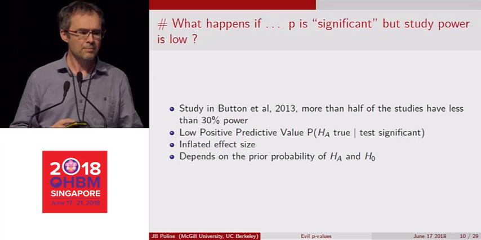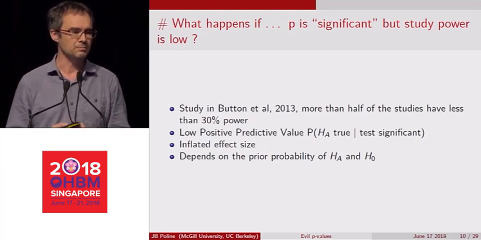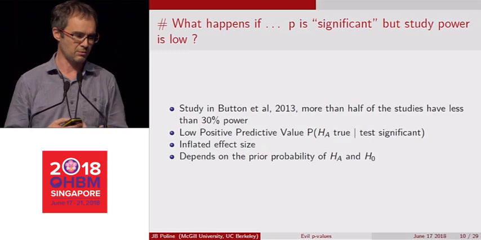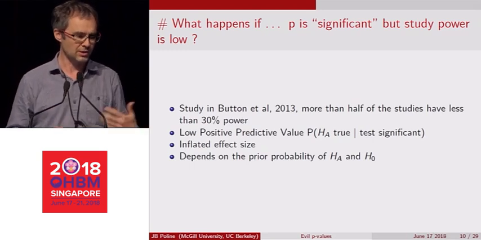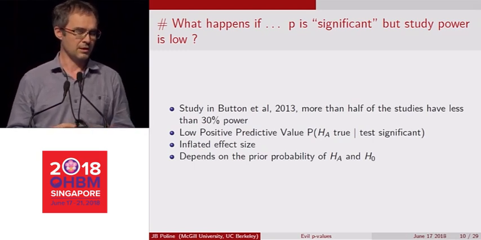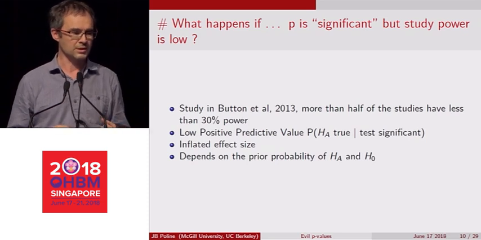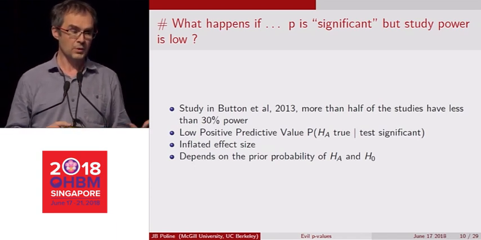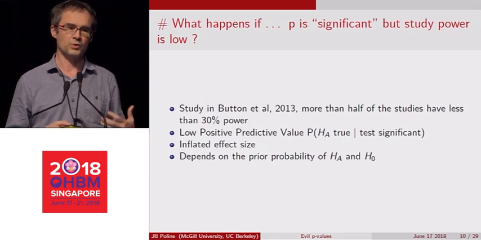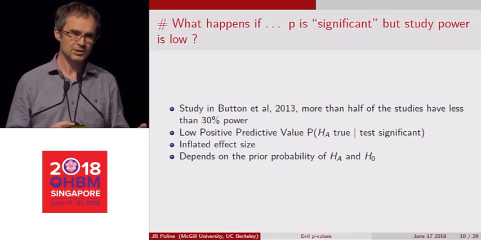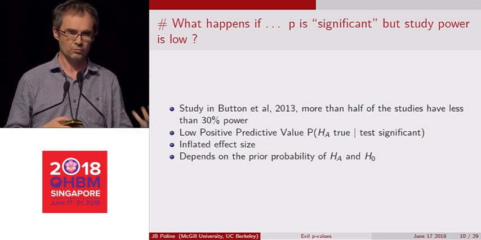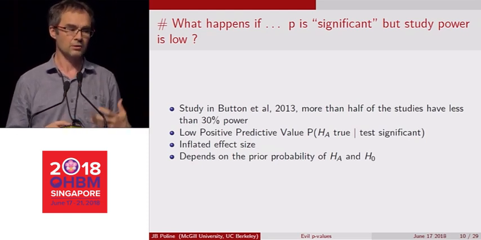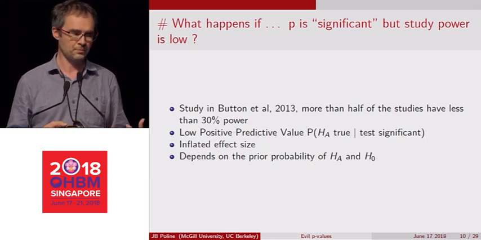So what happens if a p is significant but study power is low? You've seen in the previous talk, the Button et al. paper, showing that the sample size of our studies is too small and the power is low. So it means that we will get a low positive predictive value, which is the probability of our alternative hypothesis, the thing that we would like to be actually true and verify, given that we have a significant test. That probability is going to be low.